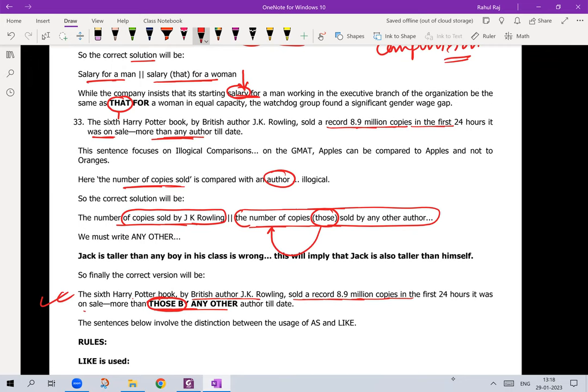Think about it, what you're trying to compare. In this sentence, we are trying to compare the number of copies sold by J.K. Rowling to the number of copies sold by any other author. So until you give a reference, a pronoun, to the number of copies, you can't create a sentence like that. Okay, I was writing it as authors, A-U-T-H-O-R-S, apostrophe. Right. No, that will be wrong.